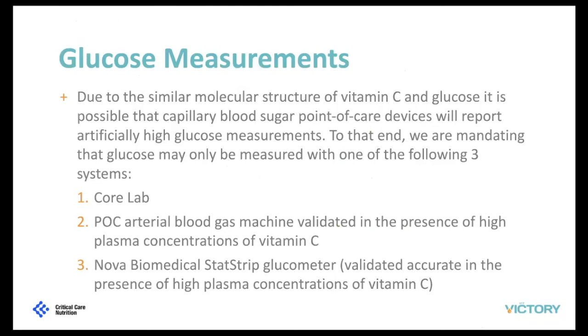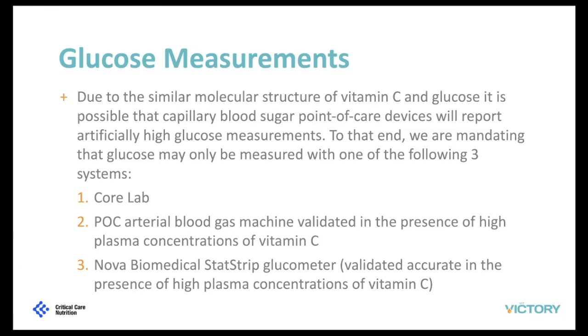And then the last thing that I'll highlight as a potential safety issue is that vitamin C and glucose interfere with each other, and some of the point of care devices that we use to measure glucose will give you a false reading. And so it'll be, say, a false normal reading when in fact you're measuring both vitamin C and glucose. So the glucose is actually low.